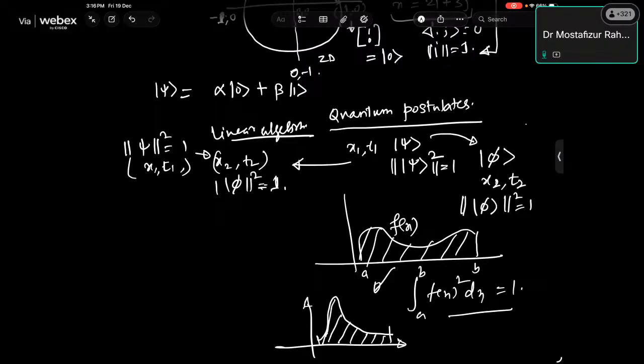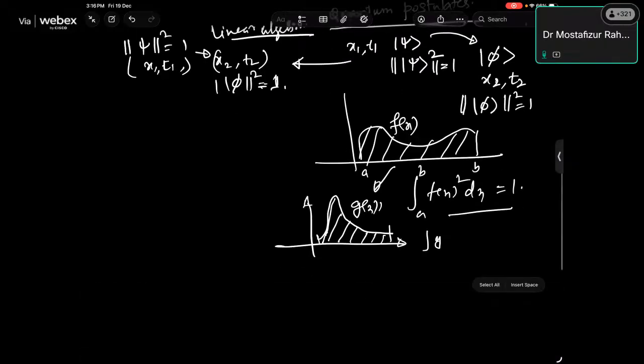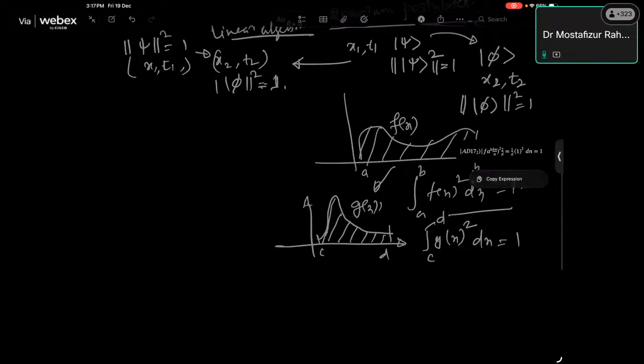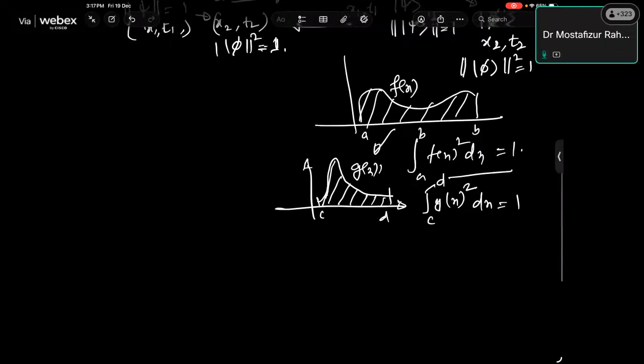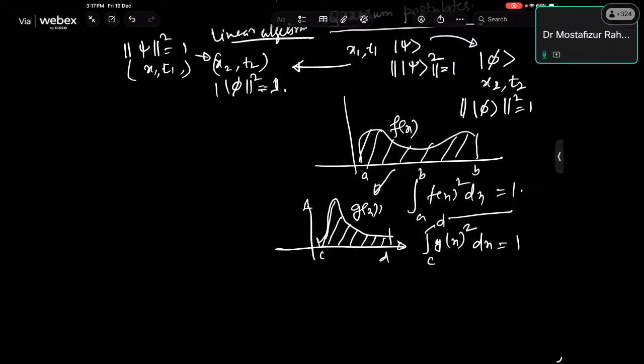Suppose the next probability distribution, the probability mass function in the discrete case, is g(x). Again, the integration of g(x) squared dx from, say, c to d equals 1. This won't change. So this is a complex unit vector, and this is another complex unit vector, and this will only happen if phi is obtained by a unitary transformation of the previous vector psi, right? Because under a unitary transformation the norm is preserved.